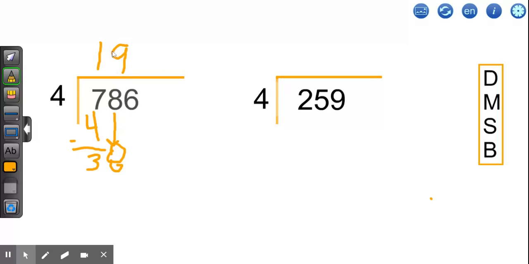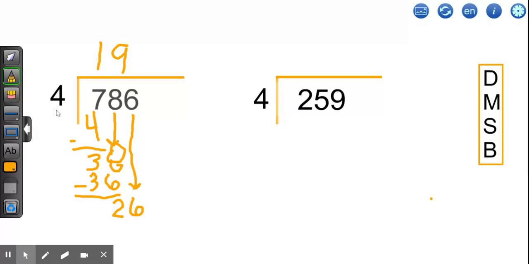Next step is multiply. 9 times 4 is 36. So we multiply this number, 9 times 4 equals 36. Then we go on to subtract. 38 subtract 36 is 2. After we subtract, we bring down. We bring down the next digit. So bring down the 6. It's no longer a 2, it's now 26.